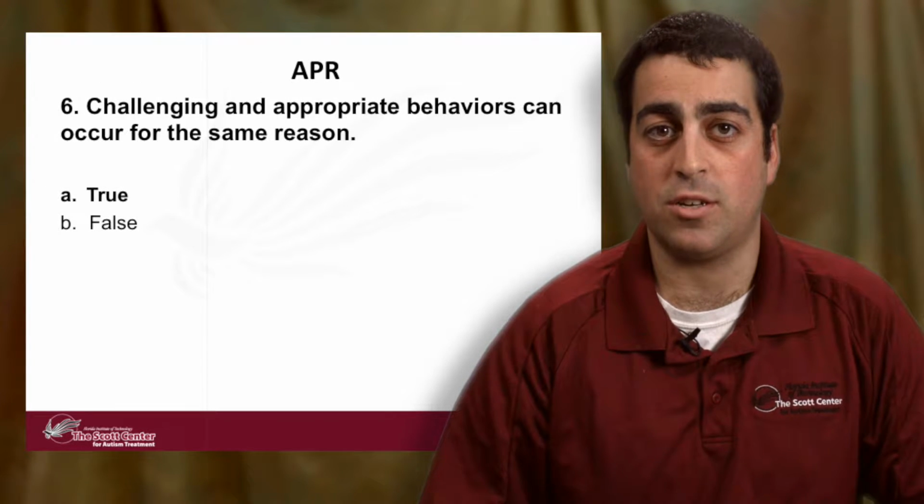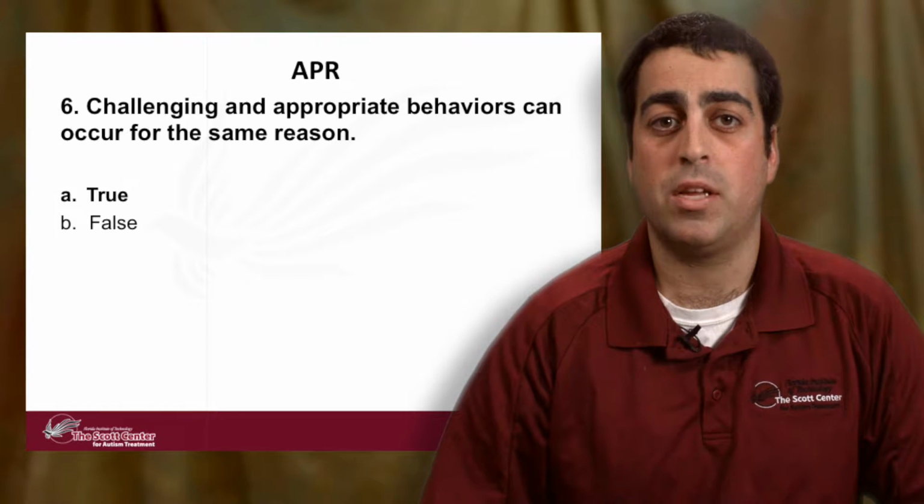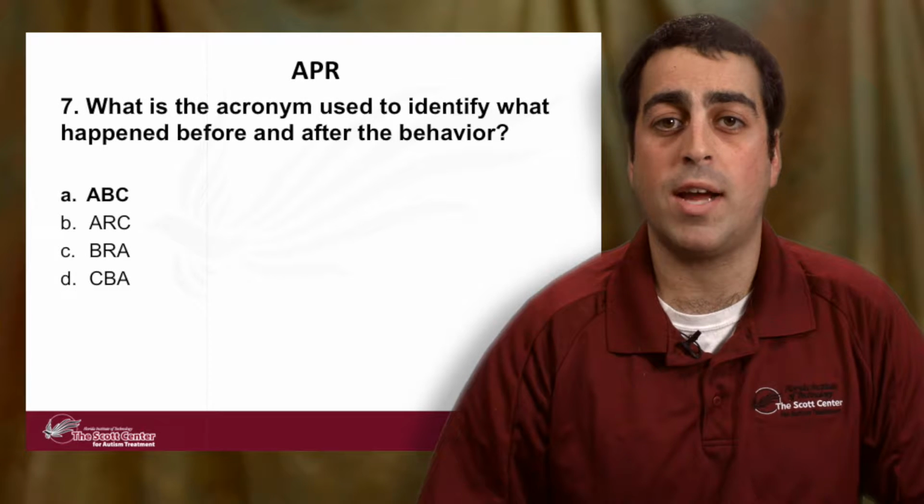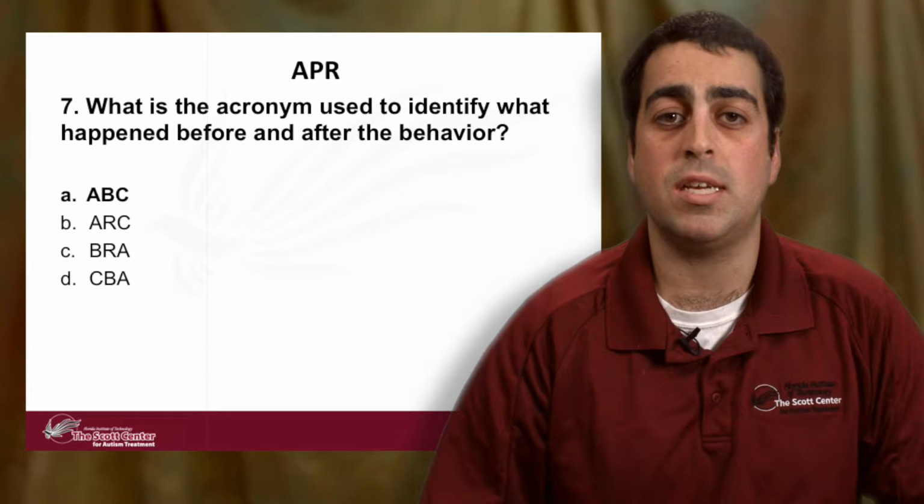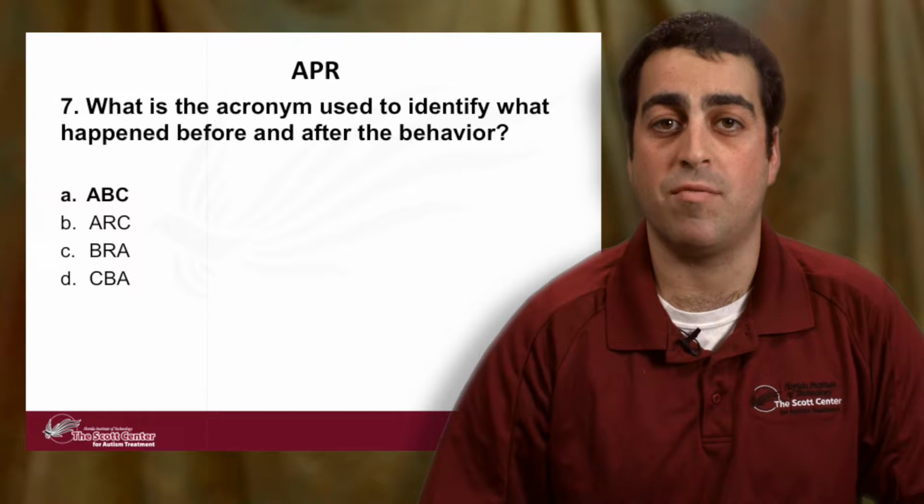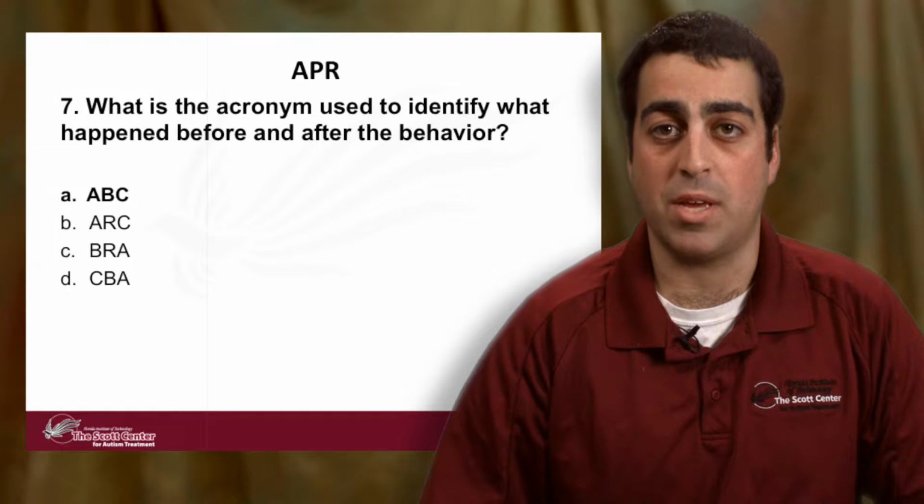The correct answer is true. Remember back to the cookie example. The child engaged in a tantrum behavior to get a cookie and also opened the box appropriately. The correct answer is A, B, C. Remember, antecedent comes before the behavior, A, and the consequence comes after the behavior, C.